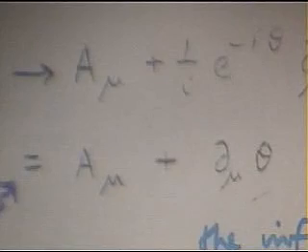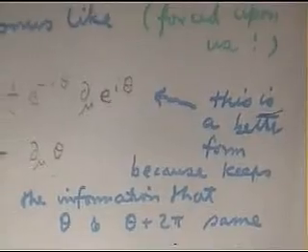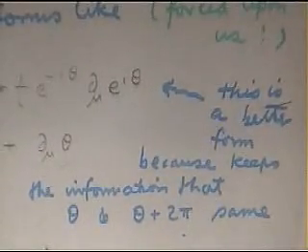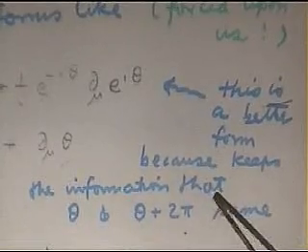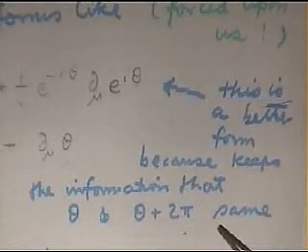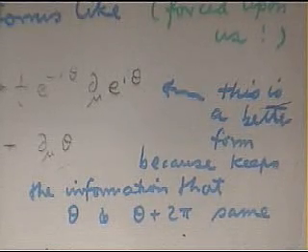Now, this is a little bit of a tricky step I want you to realize. This is why I have a purple arrow pointing to this equal sign. Most textbooks, almost all textbooks, immediately write it in this form. This is somewhat misleading because this equality is not strictly correct. Although these two forms look as if they are equivalent, just a result of differentiating, this is actually a better form because it keeps the information that theta and theta plus 2 pi is in fact the same thing, because the transformation was e to the I theta.